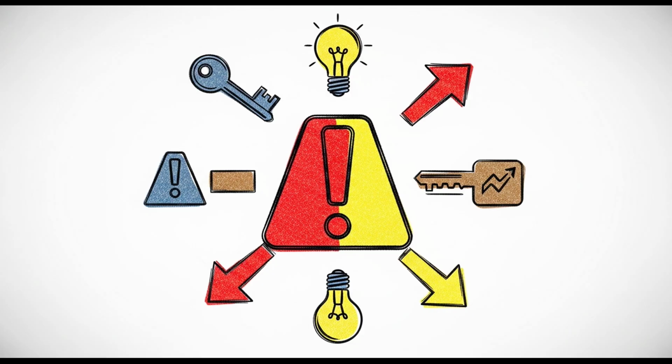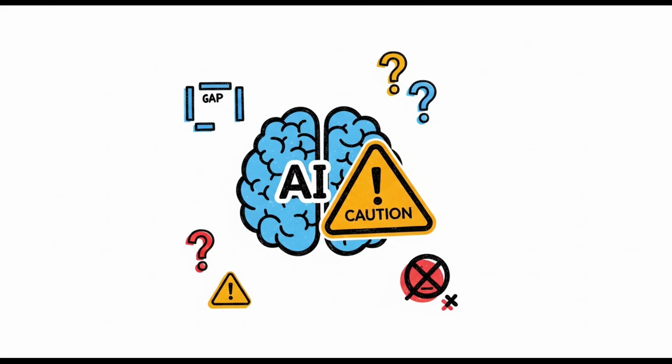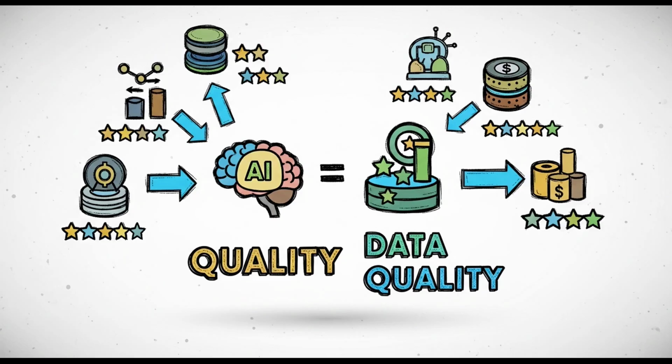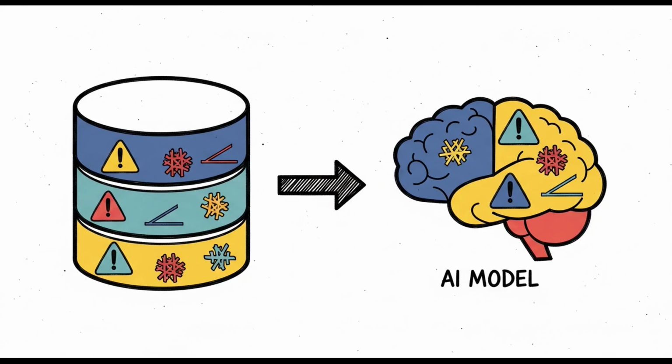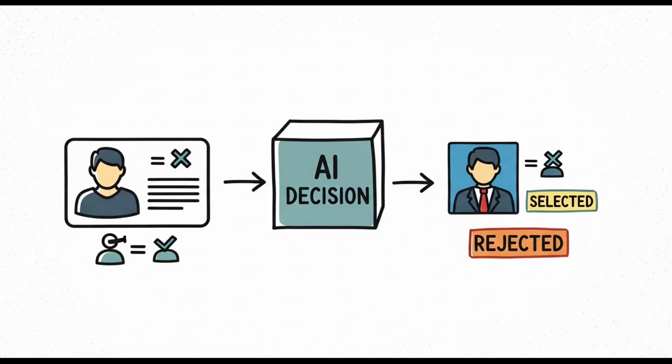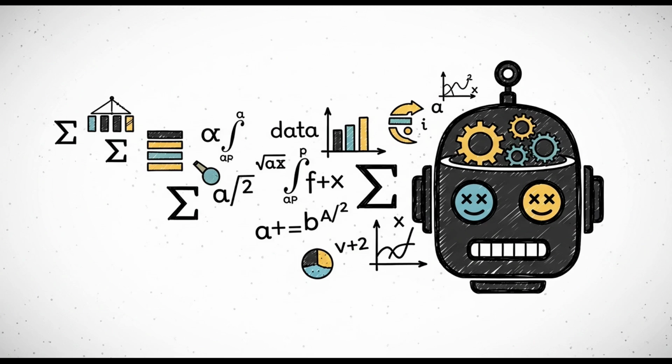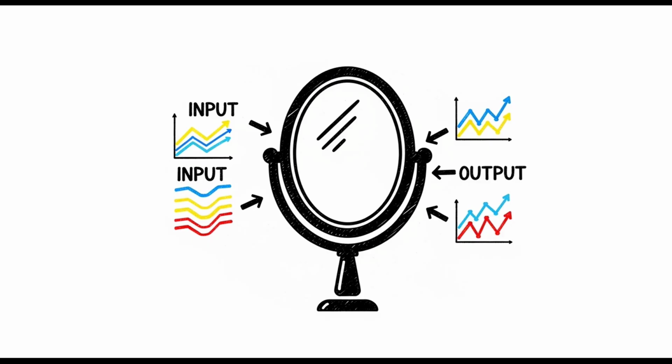Now here's something important to understand. Machine learning isn't perfect. It's only as good as the data it's trained on. If you train a model on biased data, you get a biased model. For example, if a hiring algorithm was trained mostly on data from male employees, it might learn to favor male candidates even though gender has nothing to do with job performance. The machine isn't being sexist on purpose. It's just reflecting the patterns in the data it was given.